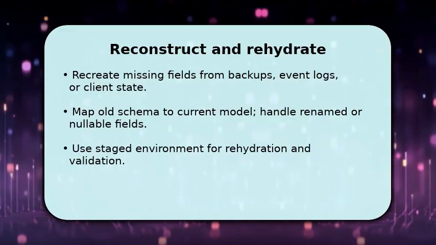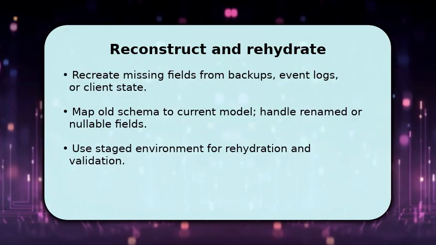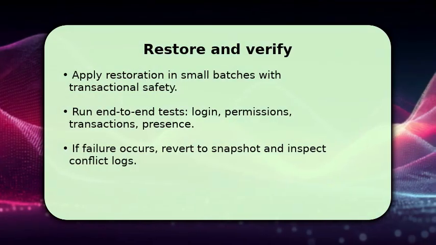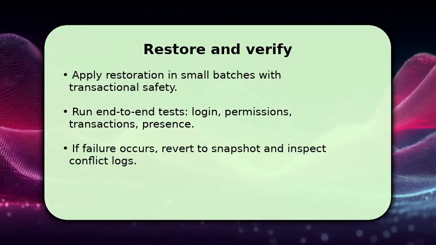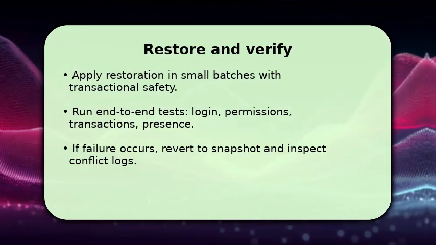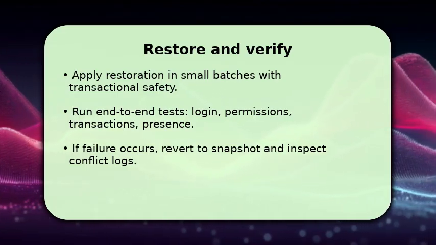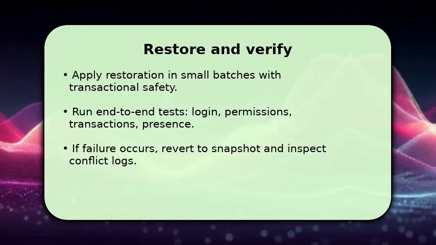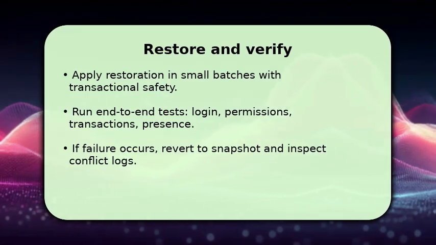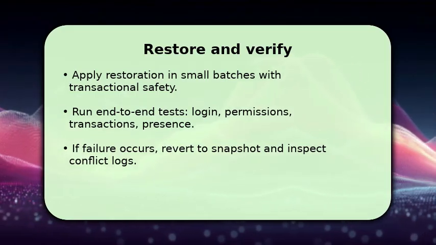Finally, apply the fix carefully and verify success. Push the reconstructed player into production using transactional or idempotent APIs, one record or a small batch at a time, and ensure referential integrity updates propagate. Once restored, exercise end-to-end flows, authentication, inventory, matchmaking, so you validate live behavior. If anything breaks, immediately revert to your snapshot. Review conflict logs and audit trails to identify.